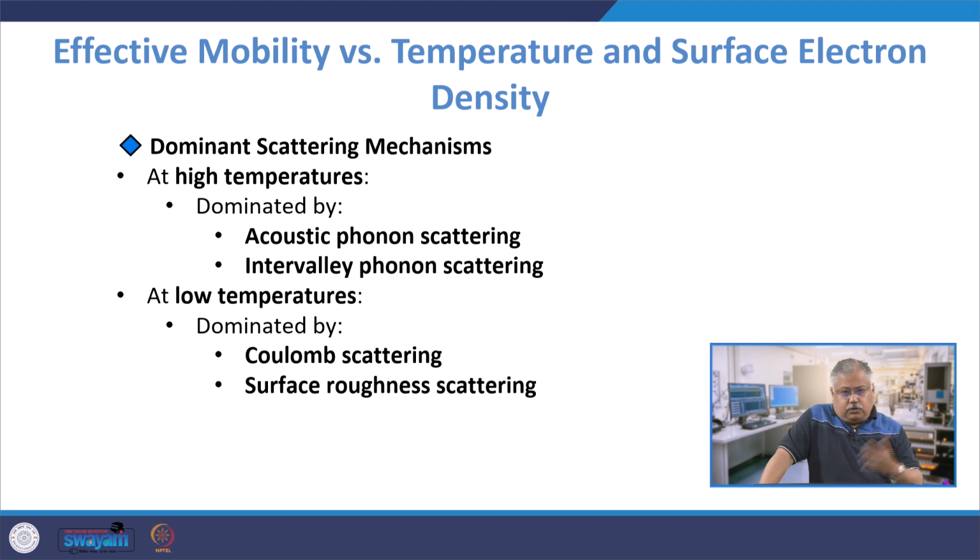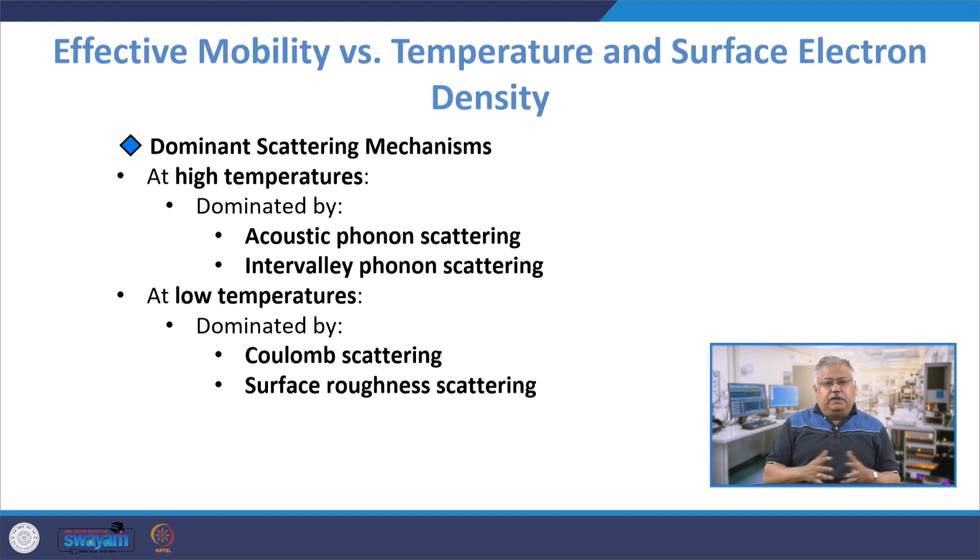Now, we will continue. We have already discussed this, but just to underline what we are looking at: at higher temperature, they are dominated by acoustic phonon scattering and also by inter-valley phonon scattering. We will not go into details of this at this stage. You can have a look into many of the standard books.